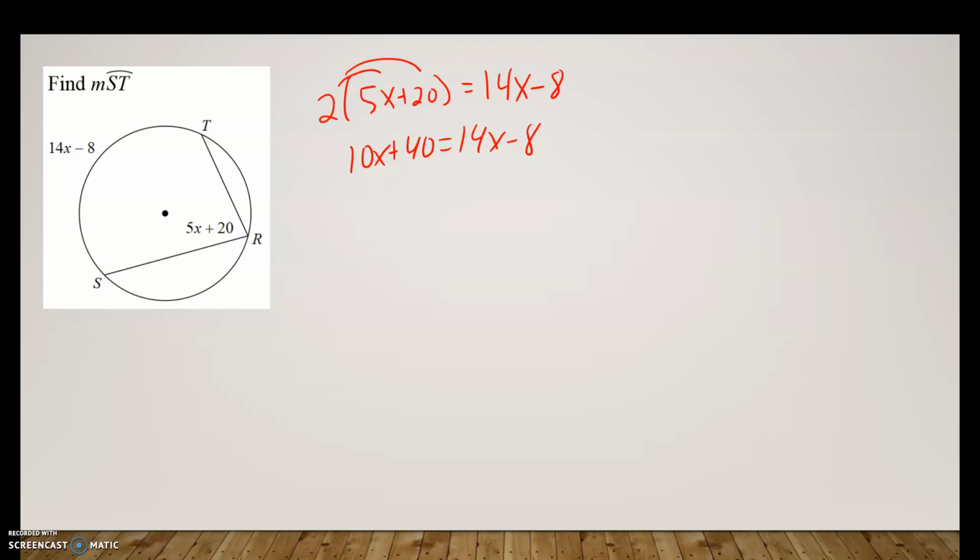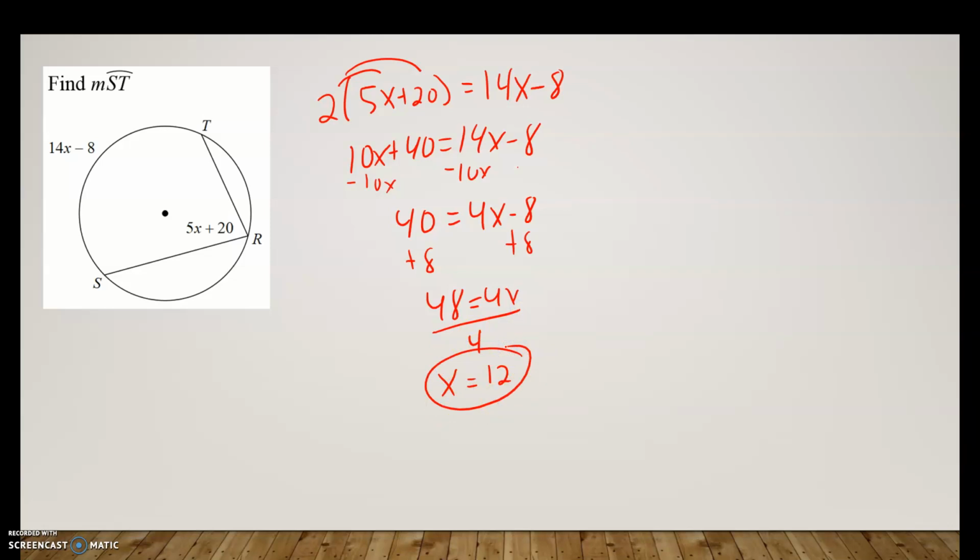Subtracting 10x from both sides, I'm going to get 40 is equal to 4x minus 8. Adding 8 to both sides, I get 48 is equal to 4x, which means x is equal to 12. X equals 12, but I'm asked to find the measure of arc ST. ST is this entire guy here. So I'm going to take my 14 times 12 and subtract 8, which is going to leave me with 160.